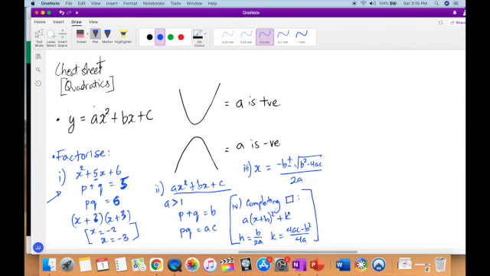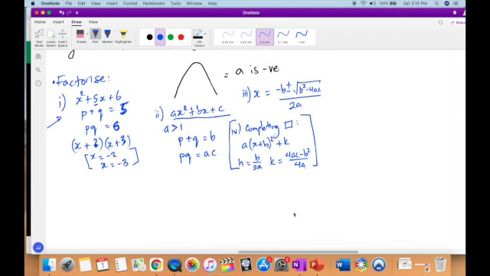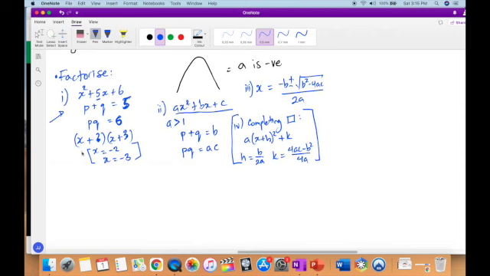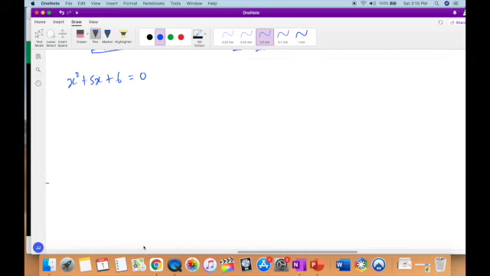So for this class, we're going to be using this completing the square thing a lot, so you'll get to know it a little bit more. Now, what are we doing when we factorize? When we factorize, we find these two values of x. Remember, we take x squared plus 5x plus 6 and put it equal to 0. Then we factorize to get x plus 2 and x plus 3.